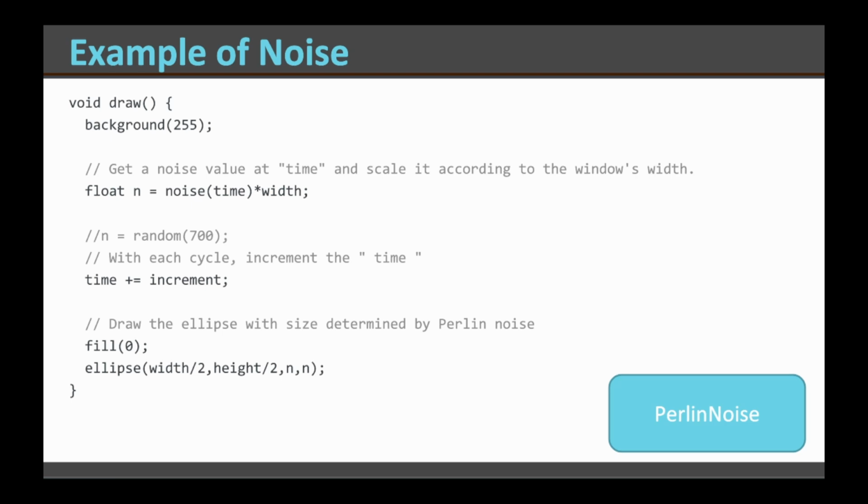Awesome. We're going to increment time because we need to change time. Otherwise we're just going to get the same value back all of the time. We're going to set a fill color and then draw an ellipse. But our ellipse size is n by n, where n is our noise value that we generated times height. What do you think is going to happen here? Let's find out, with the Perlin noise example.